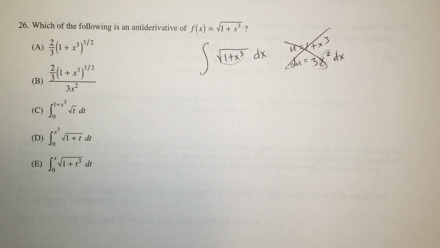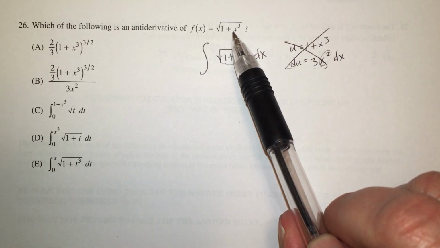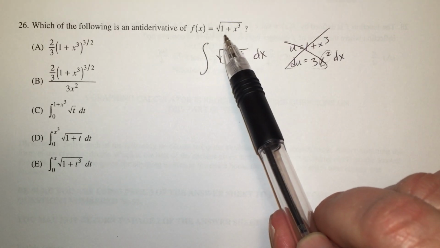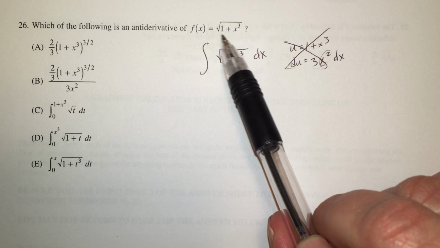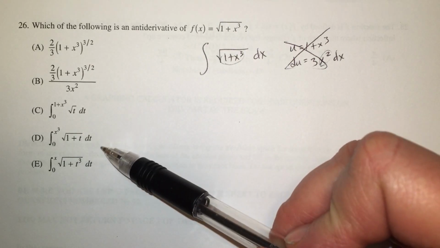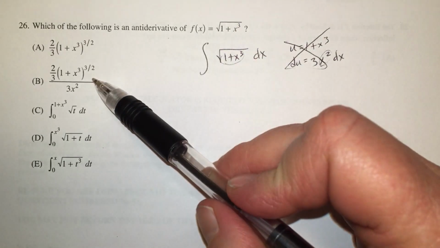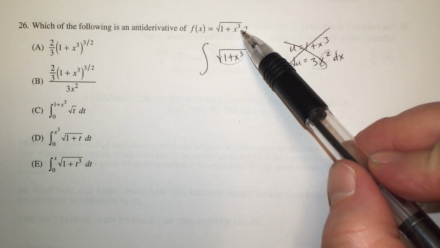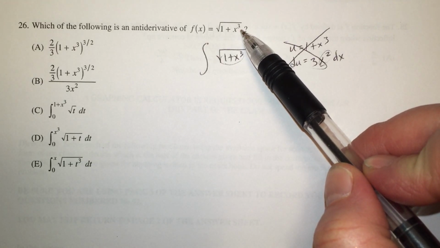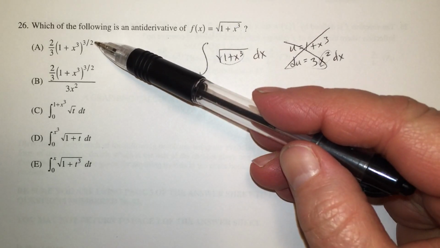So maybe the next easiest thing to do is, if we're looking for the antiderivative of this, then we should be able to take the derivative of the answer and get this. So we could take the derivative of each one of these and see which one leads us to this. Sometimes these are easier than they seem. Maybe we don't just start with the first one.